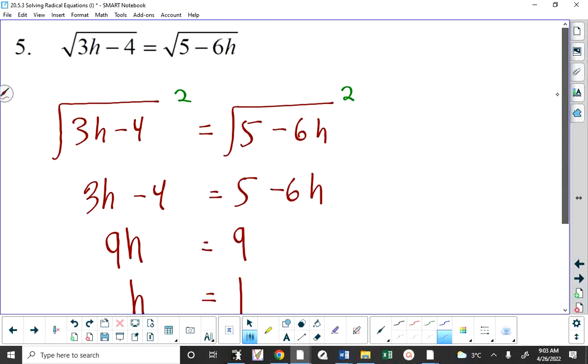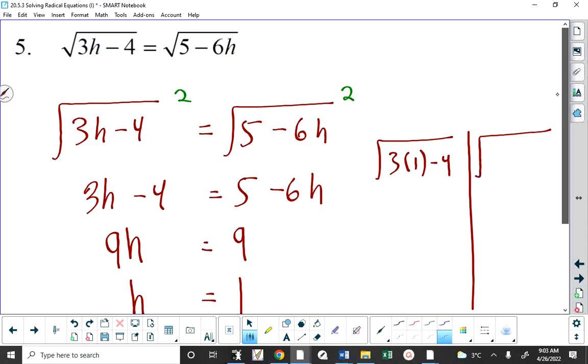We still have to check that, so I guess I'll do it on paper. The left-hand side is 3 times x, we got x equals 1, minus 4. The right-hand side under the radical sign is 5 minus 6 times 1. So what do we end up with here? We end up with 3 minus 4 under here, which is the square root of negative 1. And here we have the square root of negative 1.